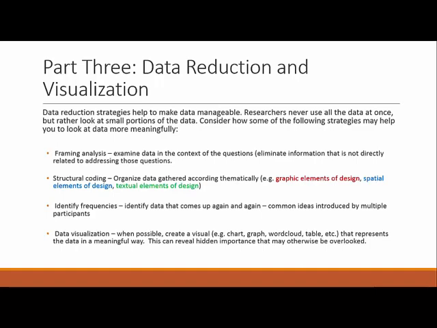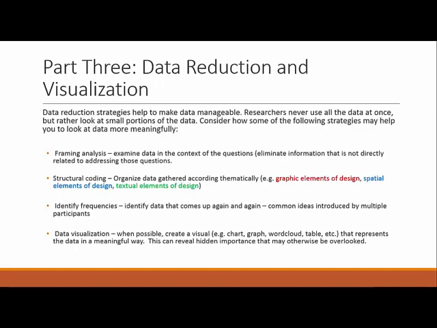So identifying frequencies. If things come up more and more and more, some studies might actually even use a word cloud to demonstrate that. But if you have the same ideas or the same concepts coming up again and again, it says this is important. We should probably look at it.